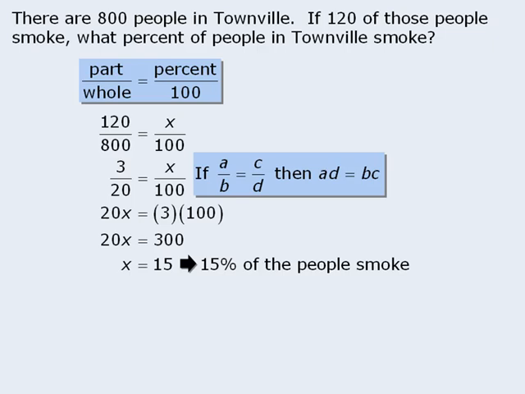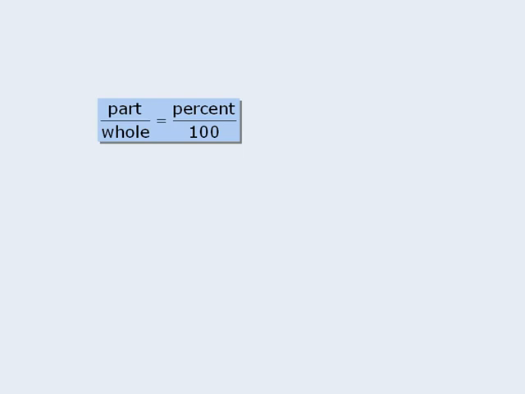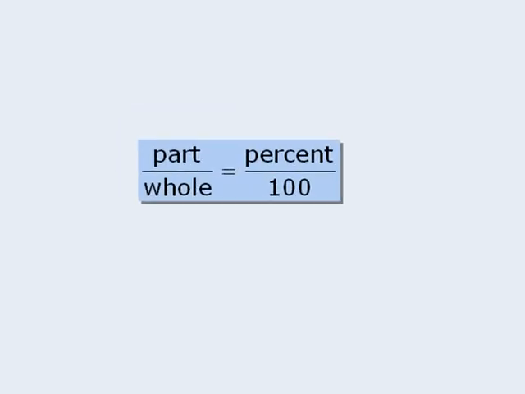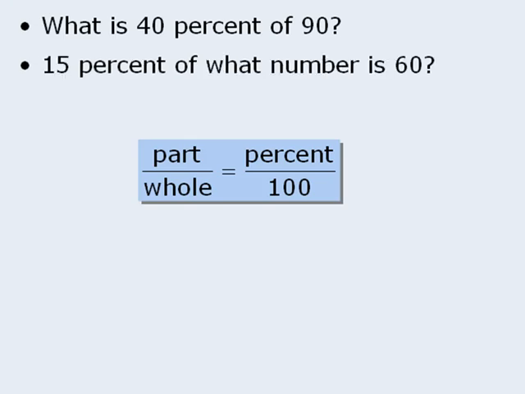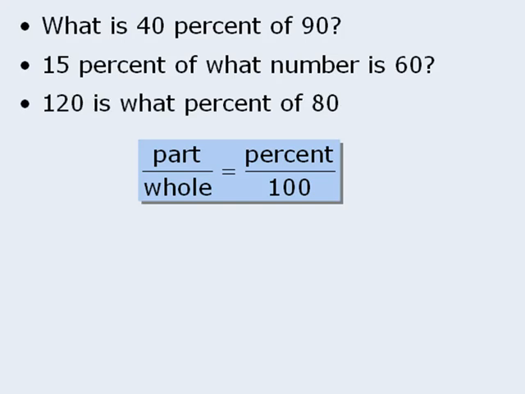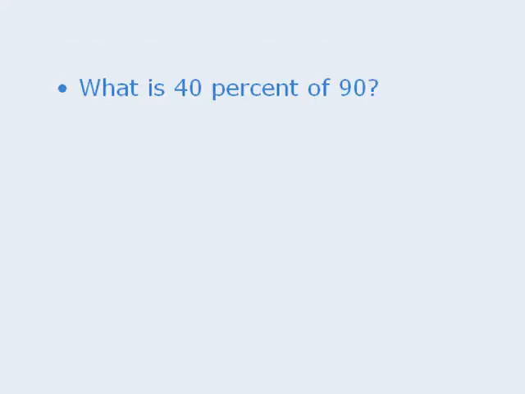Now, when it comes to solving questions involving percents, one option is to apply this formula to all cases. So using this formula, we can answer questions such as what is 40% of 90, 15% of what number is 60, and 120 is what percent of 80. So let's first answer these questions using the given formula, and then we will answer the same questions using a slightly different approach. Okay, to begin, let's answer the question, what is 40% of 90?